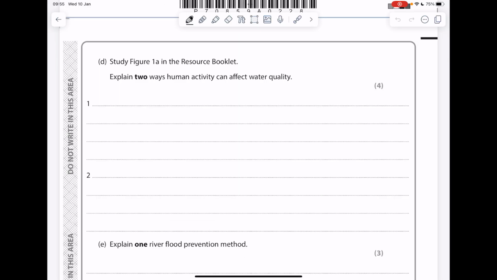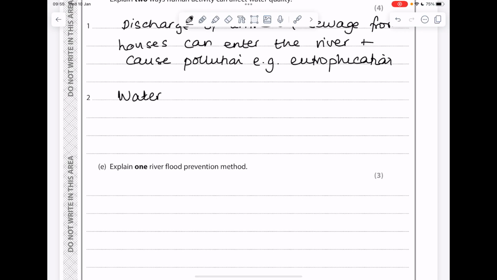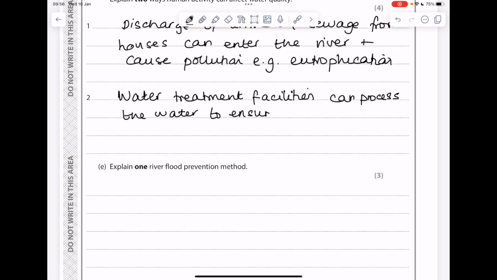We're going to start by talking about the discharge of untreated sewage from houses. Then we'll talk about it from a positive perspective. So water treatment facilities can process the water to ensure there is a higher amount of water suitable for household use.